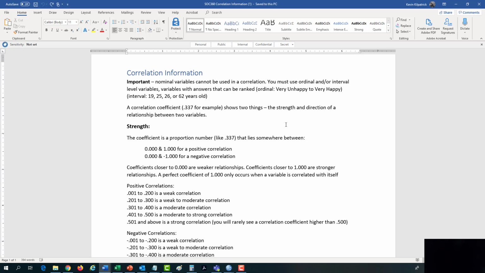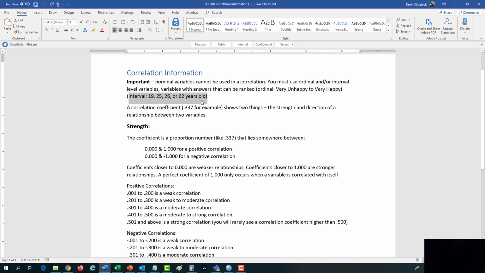The first thing you have to remember is that nominal variables cannot be used in a correlation. You must use ordinal and/or interval level variables, with answer lists that can be ranked, like ordinal, very unhappy to very happy, or interval, how old are you? 19, 25, 26, or 62 years old, right?